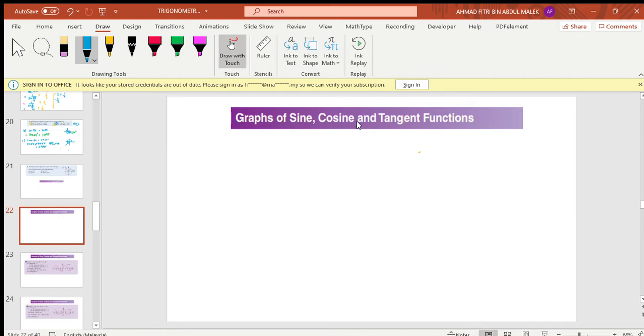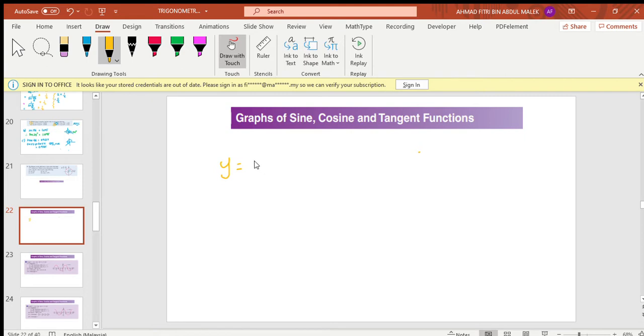So today we will learn to sketch the graphs of cos, sine, and tangent. Sketching the graph of cos, sine, and tangent actually is not that difficult when you understand the basic principle of the function itself. Same thing with the straight line graph.